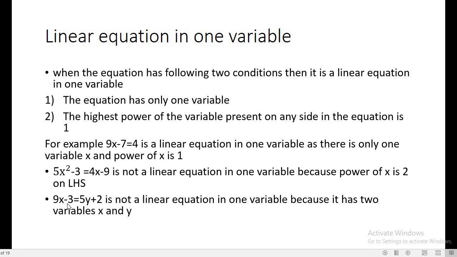Similarly, 9x minus 3 equals 5y plus 2. Here the variables x and y have power 1, but there are two variables, one is x and one is y. So it is also not a linear equation in one variable. It is a linear equation, but it is not in one variable. However, the previous equation is not a linear equation, but it is in one variable. So overall they cannot be termed as linear equation in one variable.